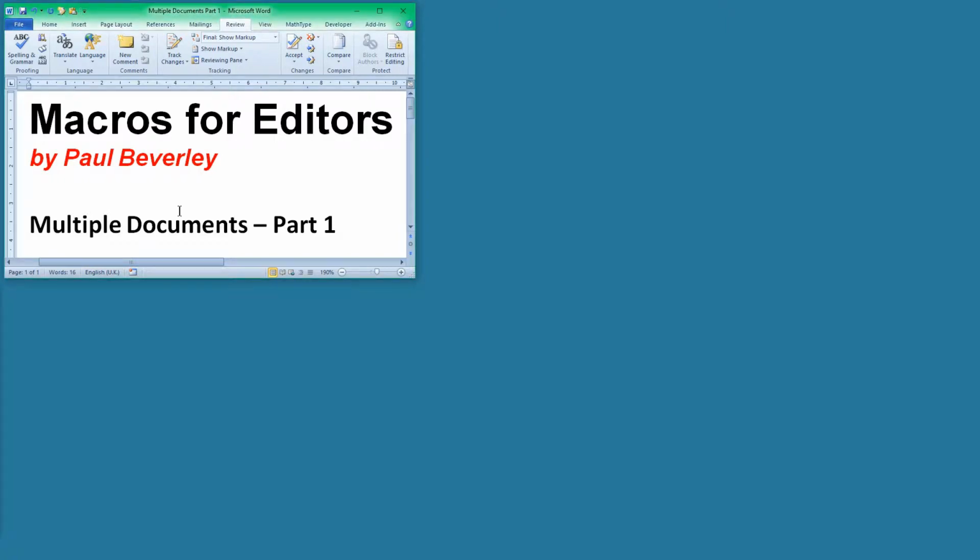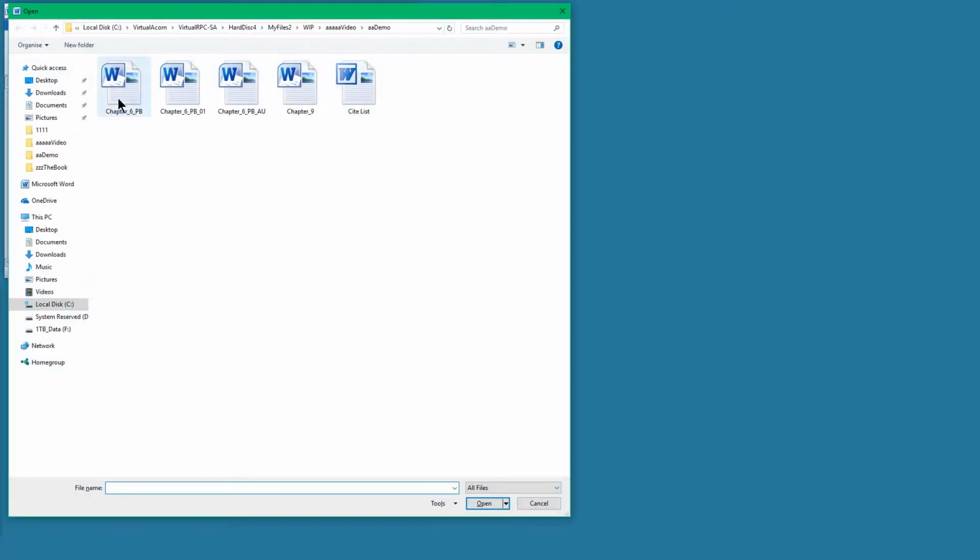Hello again. This is the first in a series dealing with multiple documents, and in this one I'm wanting to compare documents one with another to make changes from one document into the other. And the scenario I'm looking at is that I've been working on chapter 6 and I made some changes to it, and it's now PB01.